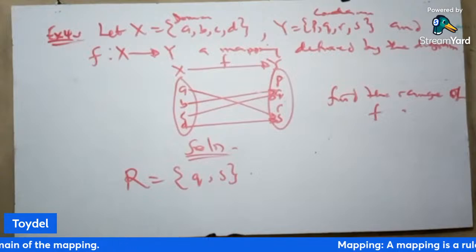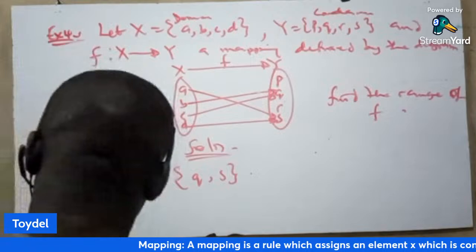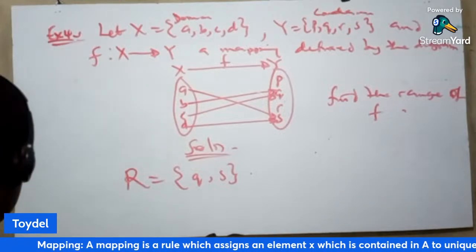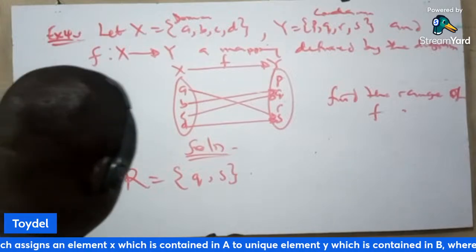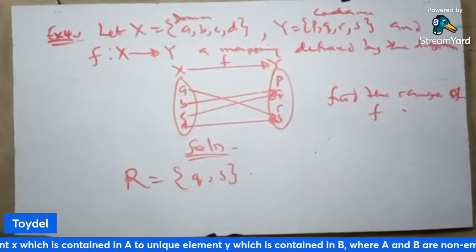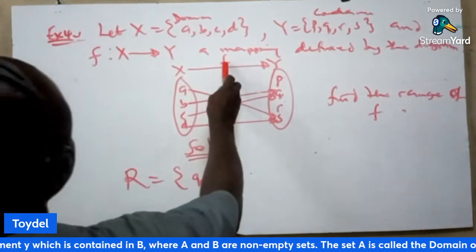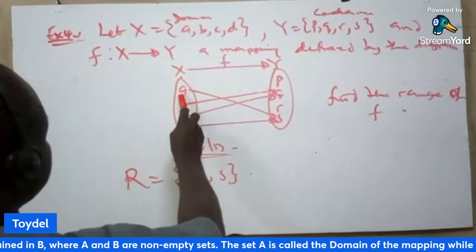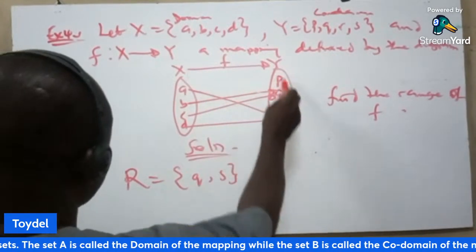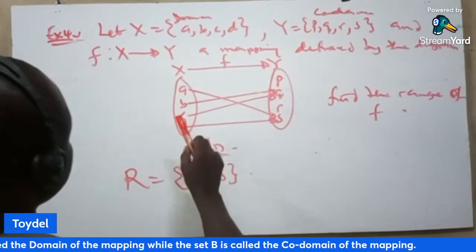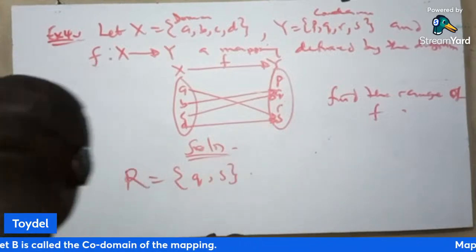But today we have been able to define mapping as a rule which assigns an element from the domain to the codomain. All the elements in the codomain that something is being assigned to are called the images. And those elements are also called the range.